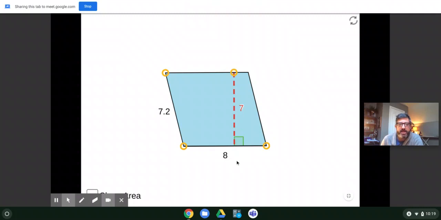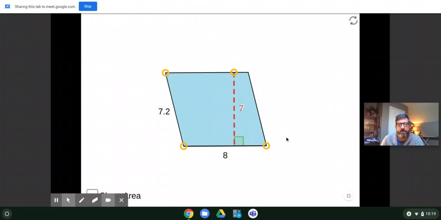8. 8, that's right. So if we know this side is our base, like we said, we draw a perpendicular line to the opposite side, and that gives us our height. What is our height here? The 8 was our base. The height is 7.